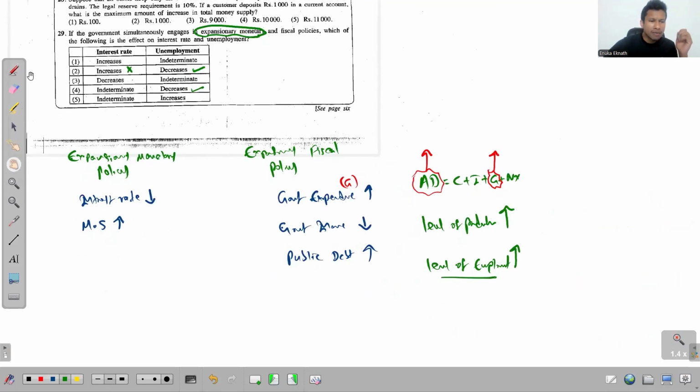When the government does both these together, right? When they apply this, the central bank applies this expansionary monetary policy, and the government applies this expansionary fiscal policy. The central bank tries to increase the money supply by reducing the interest rates.